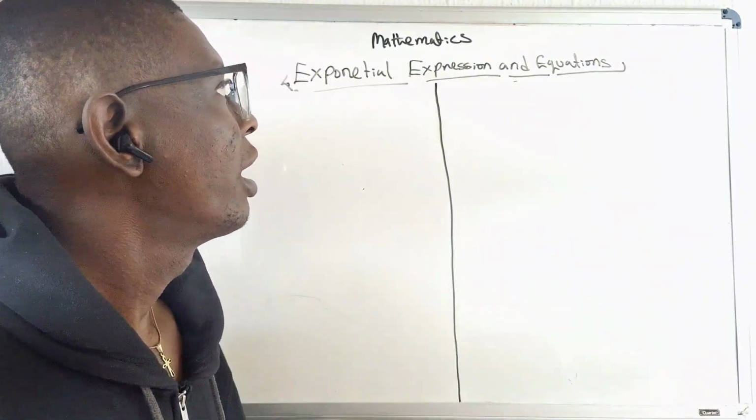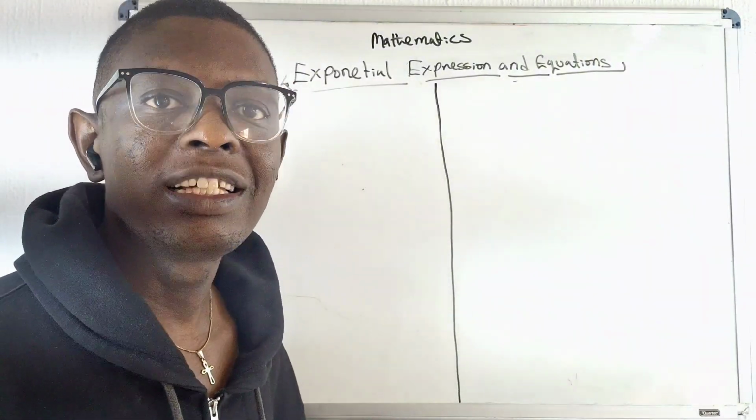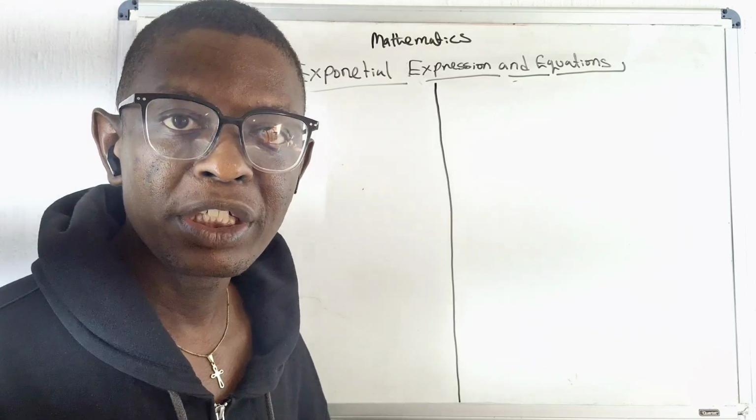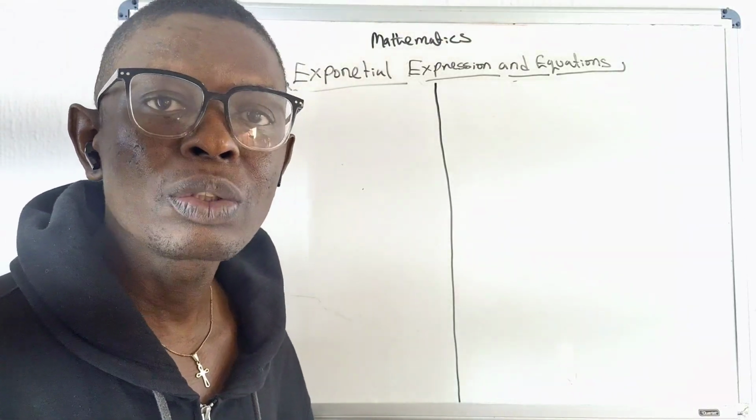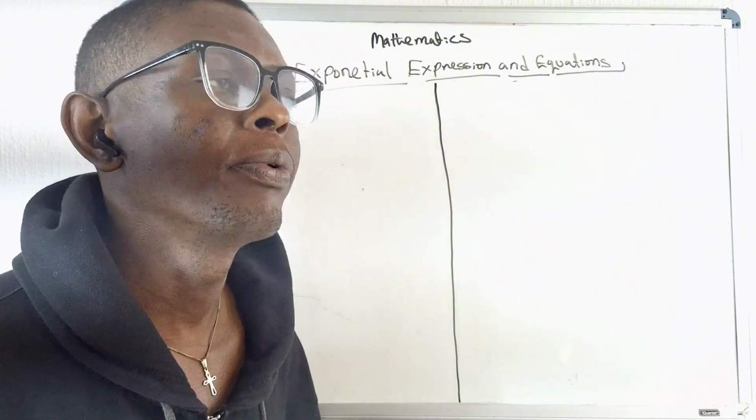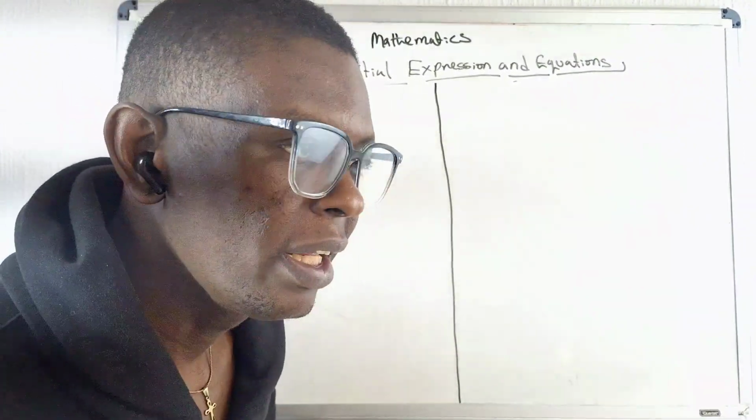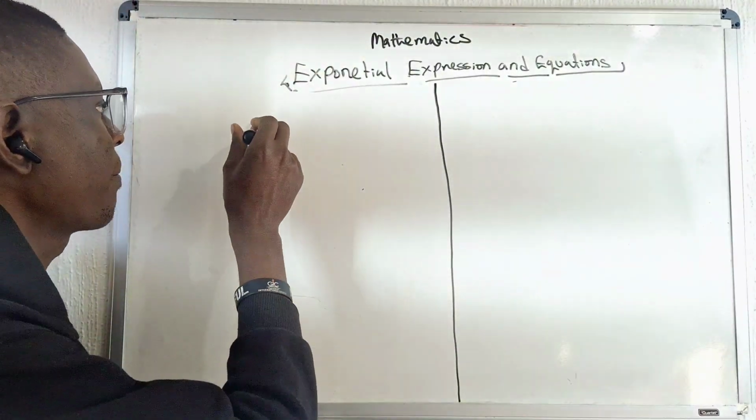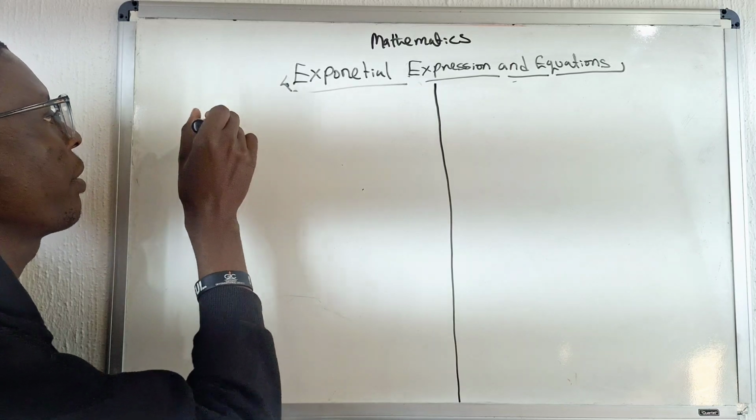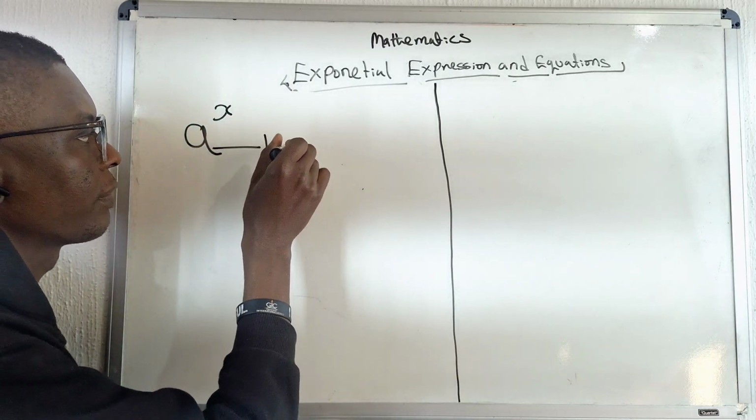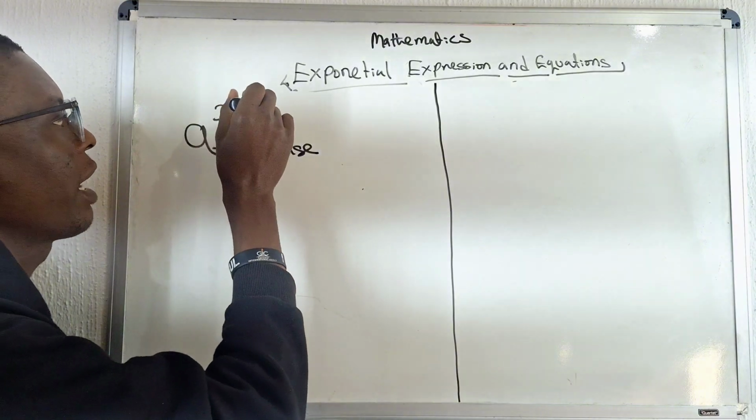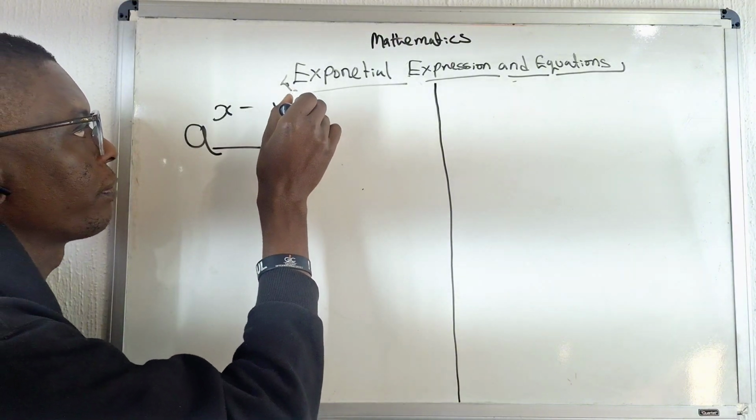Now, firstly, an exponential expression is a mathematical expression in which a constant base is raised to an exponent variable. Simply, it is expressed in the term a raised to power x, where the a here is the base and x here is your variable.